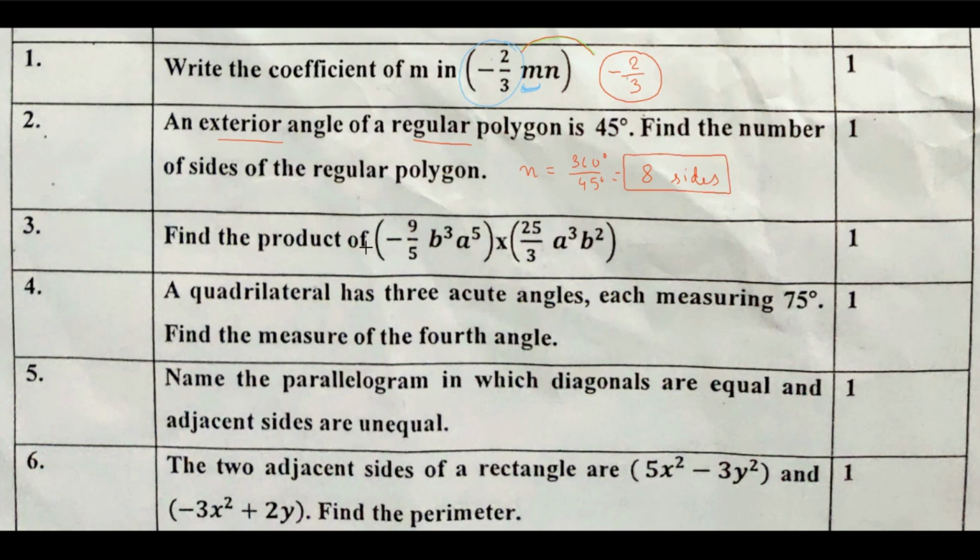Similarly, find the product of these two. I hope this is not very confusing. So first we multiply the numbers. So 5 times 3 gives us 15, and 3 times 3 is 9. So now we are left with minus 3 into 5, which would give me minus 15. So the numerical part is done.